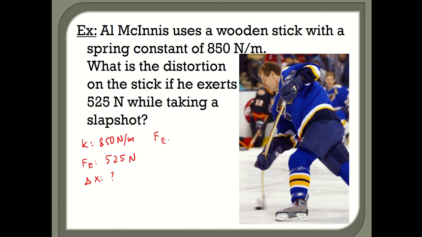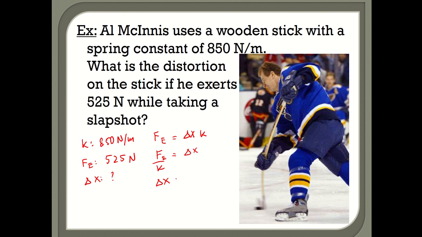So let's write our equation. Delta X times K, well, I guess it doesn't matter. We have to solve this for delta X in this case. So we had to divide by K on both sides. So force divided by K. And then we can plug in our numbers.